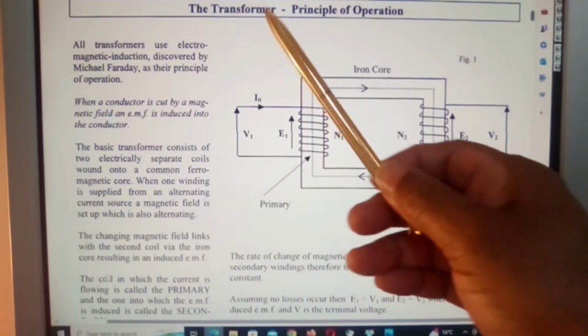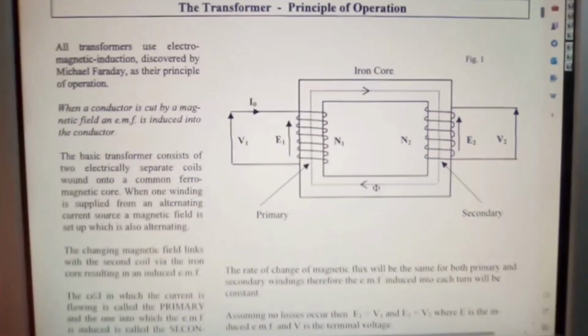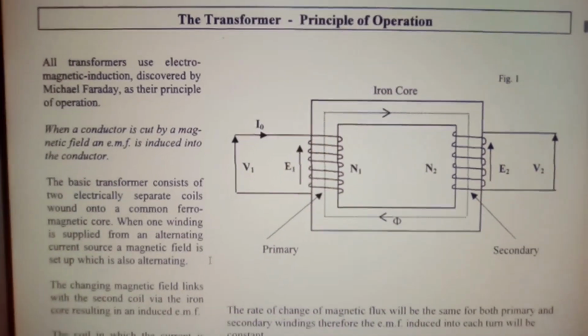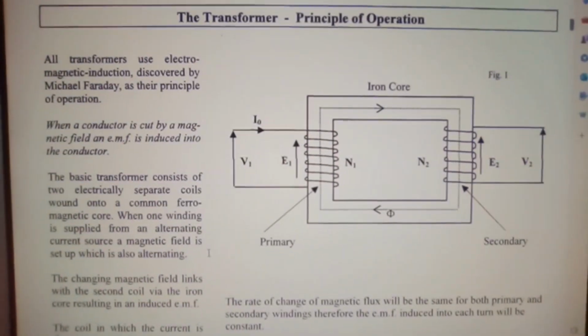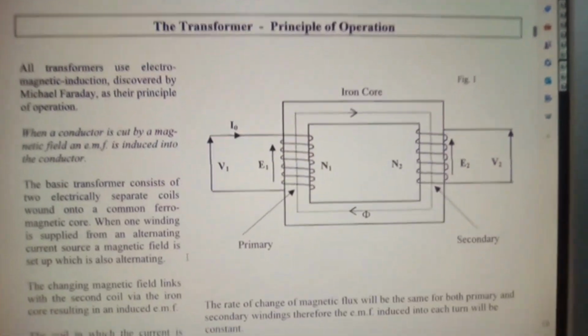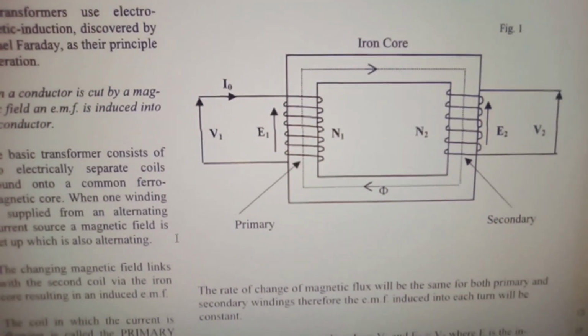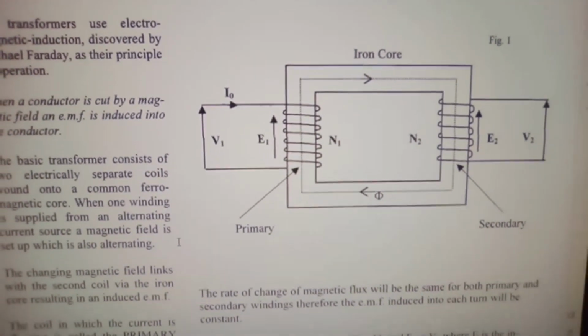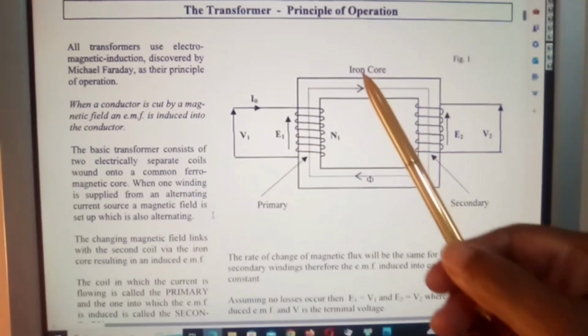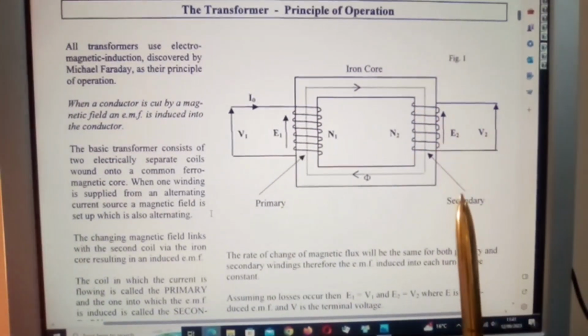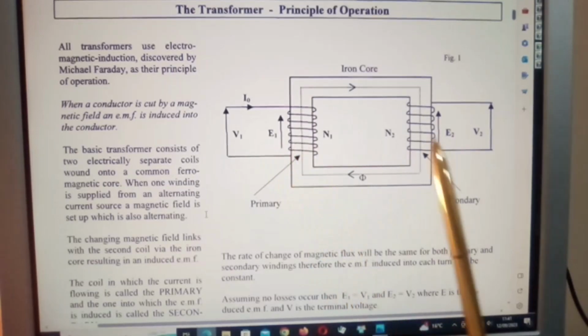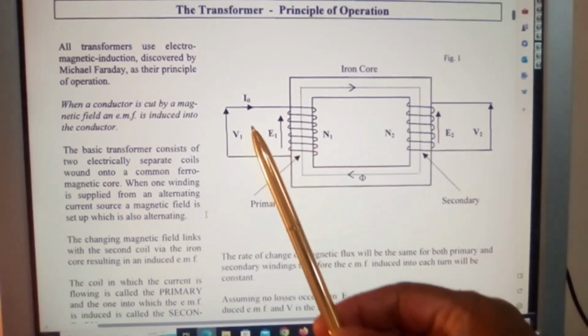The transformer, principle of operation. Let's go into it, make sure you can see it fully. That's your iron core, V1, V2 out.